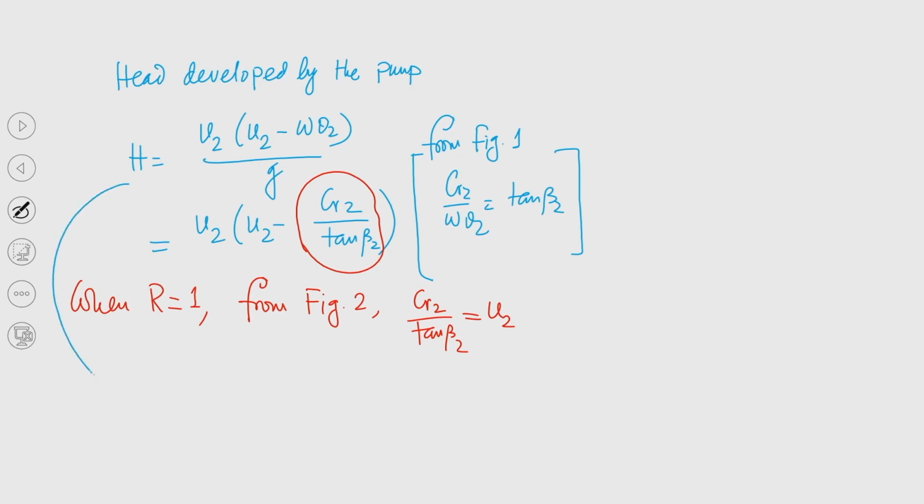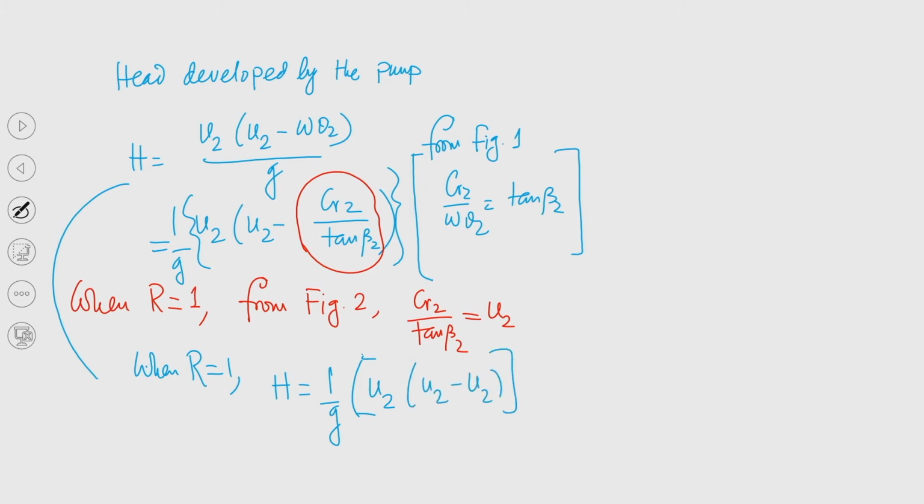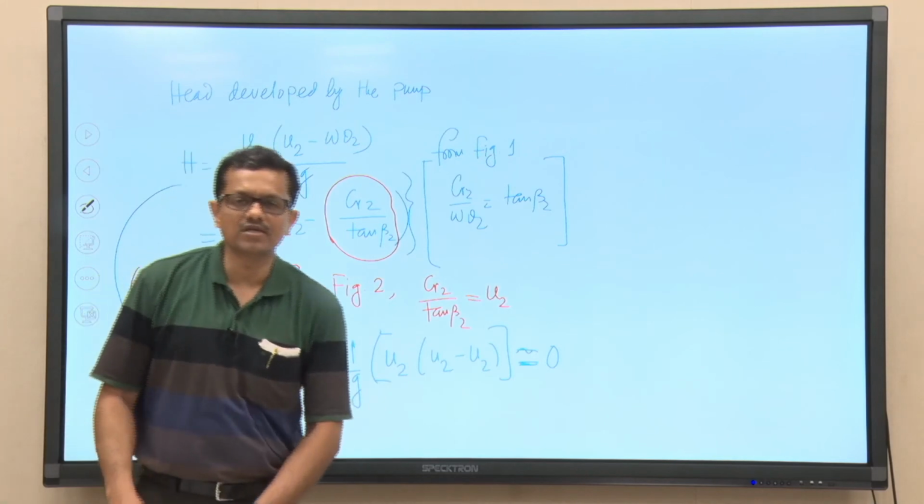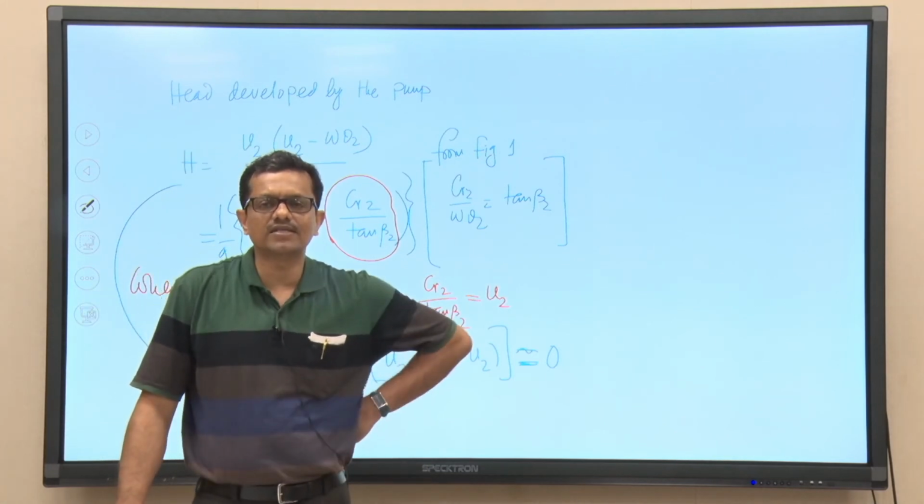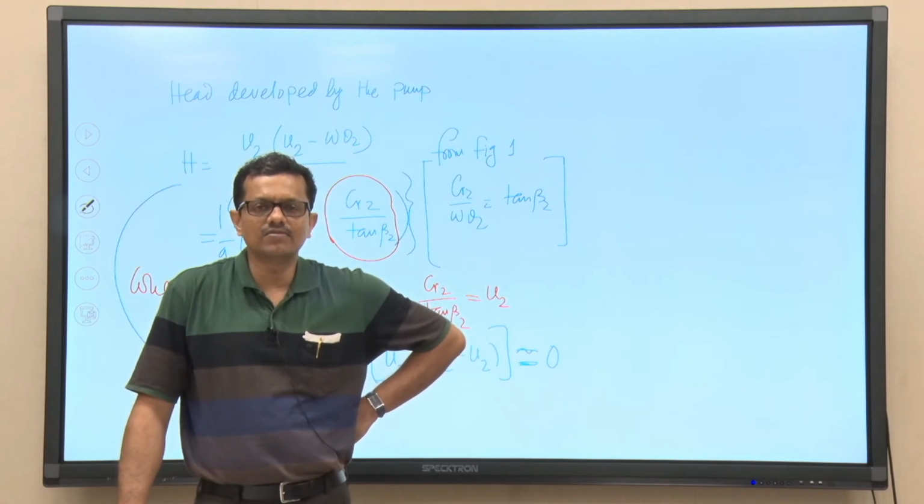Then what about this quantity? So, when R equal to 1, head developed by the pump will be equal to 1 by G into U 2 into U 2 minus U 2, that is equal to 0. Okay. So, what we can write is that for R equal to 1, that is when degree of reaction R equal to 1, we can tune the geometry in such a way.